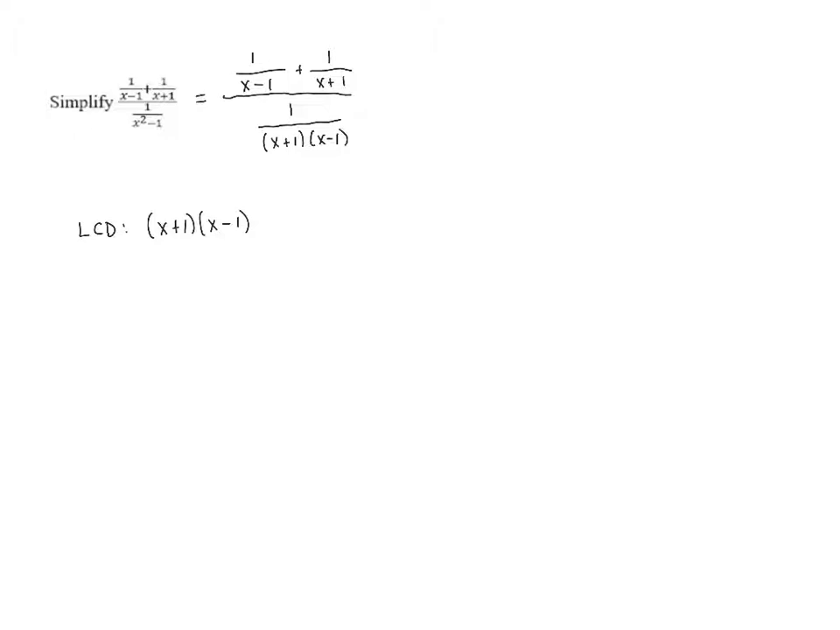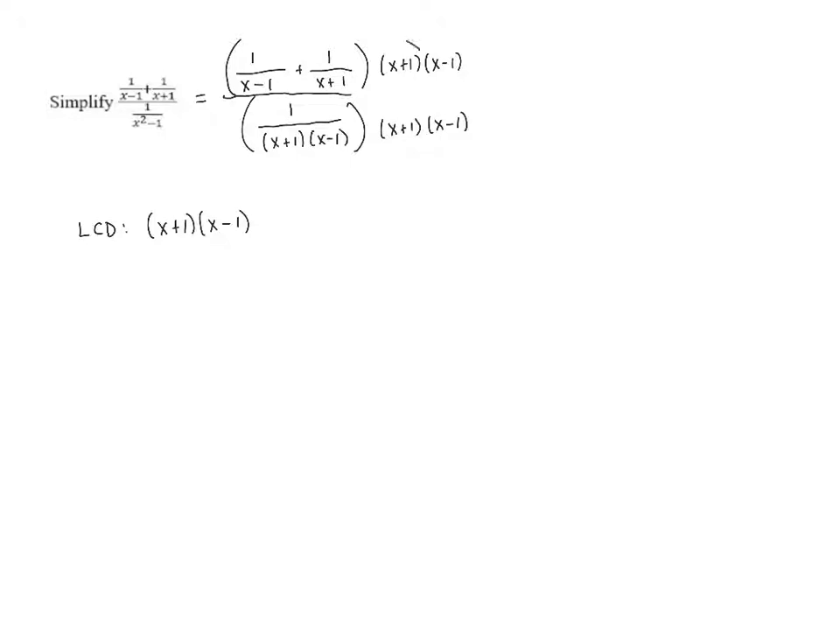And now that we've found our LCD, we need to multiply the top and bottom of the complex fraction by the LCD, x plus 1 times x minus 1. It is effectively the same procedure that we've been doing, but it's a bit more of a complicated denominator, so we just have to be a little bit more careful about what cancels. Let's look at the top half of the problem first.